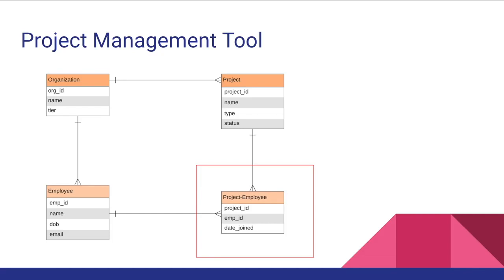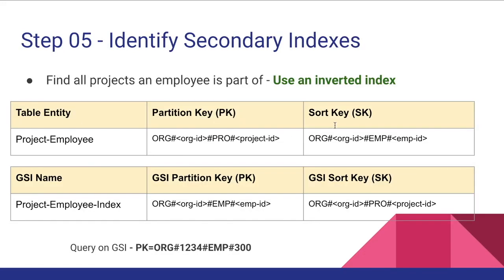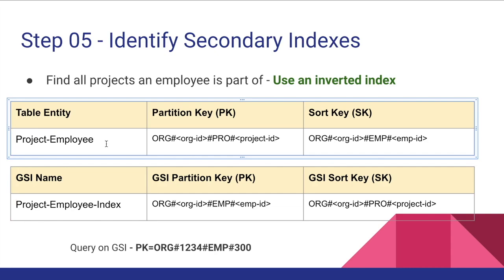And after that, we identified the partition key and the sort key for the project employee entity. Now, look at this top table. I've isolated only the project employee entity here. Well, it had projects and organization entities as well, but here I isolated only the project employee entity. Now this project employee entity has a partition key of org hash, org ID, then pro hash, the project ID. We use this org hash, org ID to denote our hierarchy because all the project employees are part of an organization, so it has to be within an organization. So that's why this org hash, org ID.